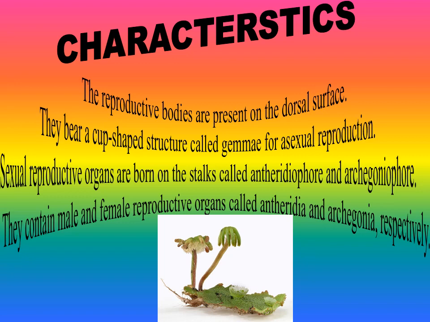The reproductive bodies are present on the dorsal surface, and as you know, rhizoids are found on the ventral surface. They bear a cup-shaped structure called gemma cup for asexual reproduction. Sexual reproductive organs are borne on the stalk. These are called antheridiophore and archegoniophore, respectively. They contain male and female reproductive organs called antheridia and archegonia.